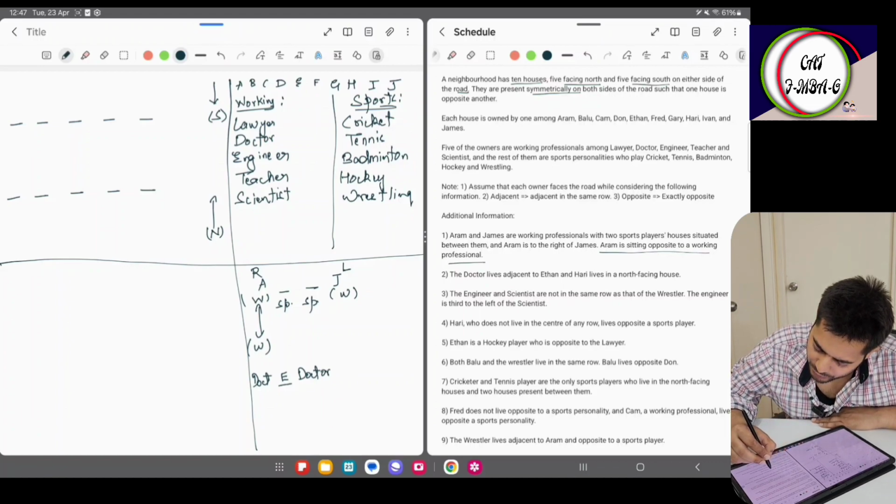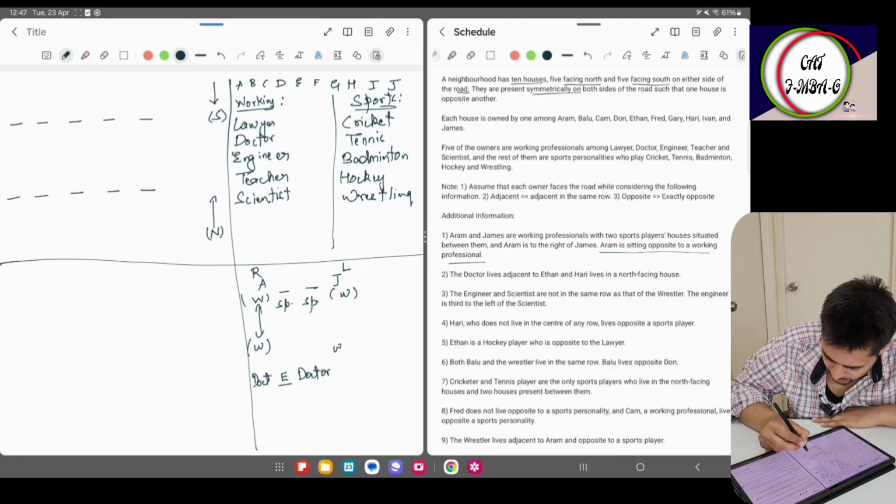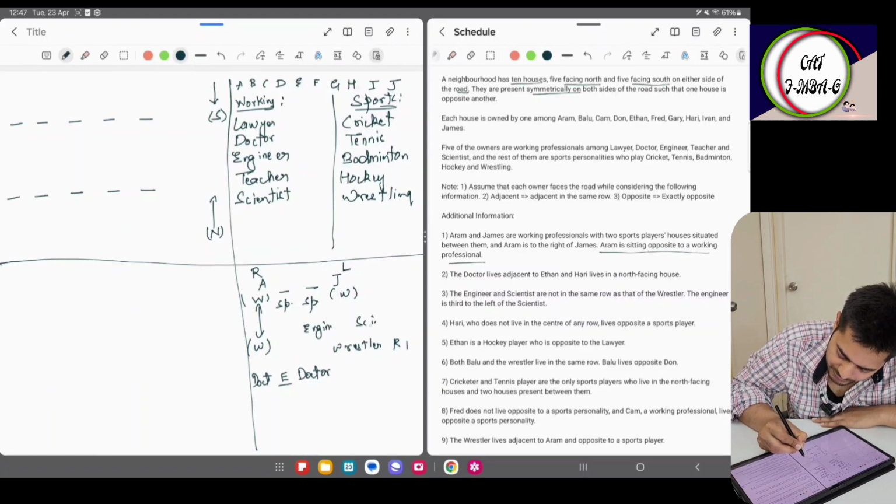Engineer and scientist are not in the same row as wrestler. So let us say wrestler is in row 1, then engineer and scientist are in row 2. The engineer is third to the left of scientist.